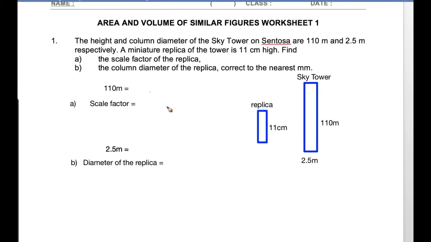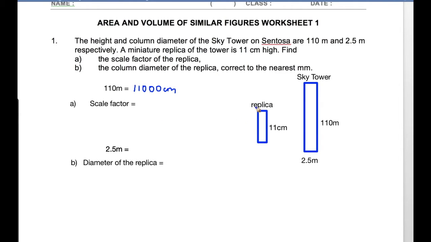In the first sum, we need to find the scale factor of the replica, which is a smaller model of the Sky Tower in Sentosa. The scale factor is simply the ratio of any corresponding lengths, in this case the heights of the towers. But before we proceed, we need to make sure that the units are the same. Therefore, 110 meters is converted to 11,000 cm by multiplying by 100.